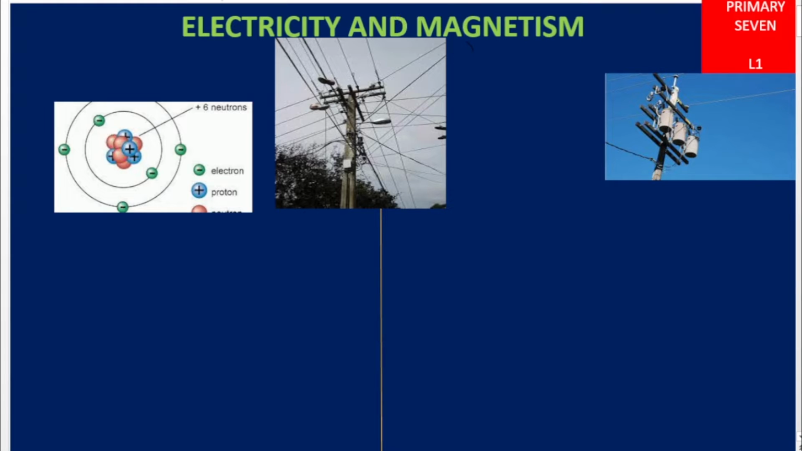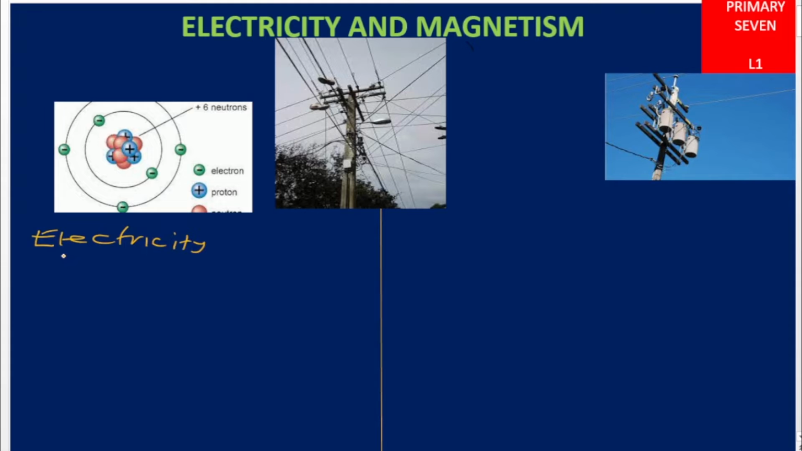In this lesson, we are going to look at electricity and magnetism. This is topic number 2 in primary 7 under the theme of matter and energy. So as we get started, we have to understand what the term electricity means. As you are seeing over the screen, the word is electricity.